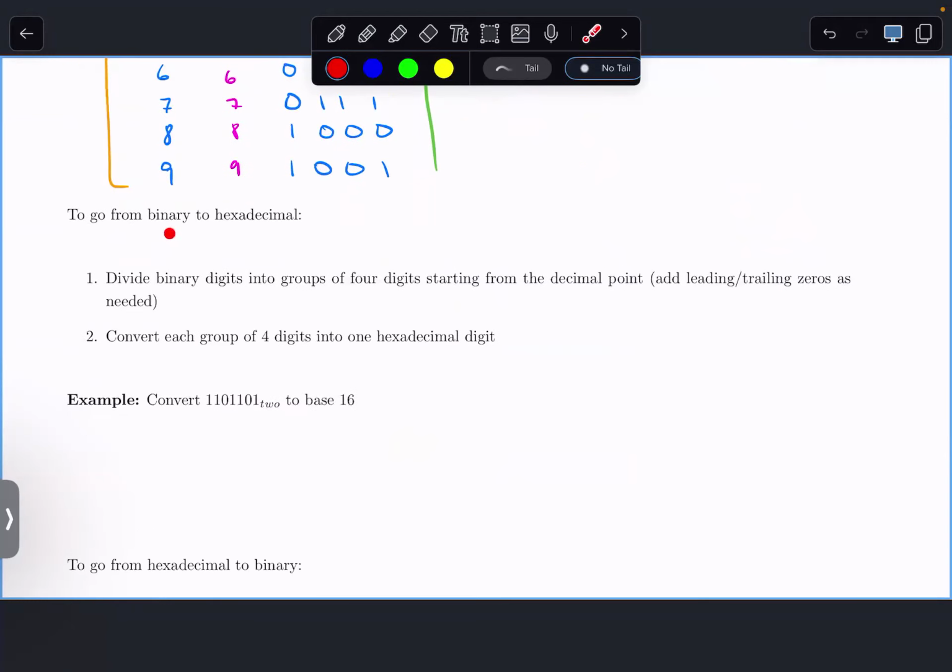You already know, because I gave you a spoiler. To go from binary to hexadecimal, you do the same thing, but you want to go into groups of 4 digits, right? And again, adding trailing or leading zeros as needed. And then you're going to convert each group of 4 digits into 1 hexadecimal digit.